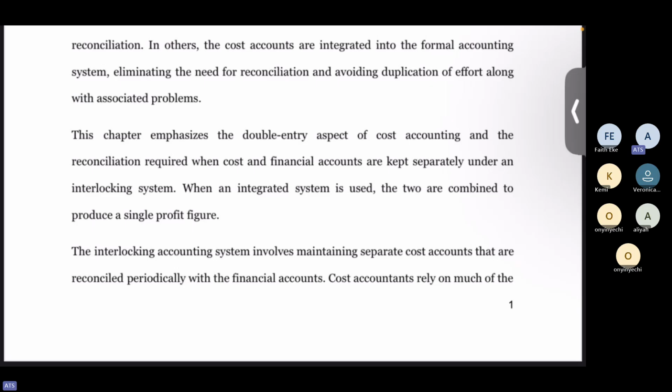But the first thing I want you to take note of is that an integrated system is one where both cost and financial accounts are prepared together as one account. However, in an interlocking system, they are prepared separately. So you have your cost accounts and your financial accounts, and then at the end of the period, they are reconciled so that you have one single profit. Do you have any questions so far?